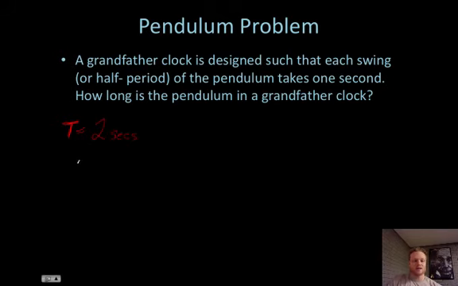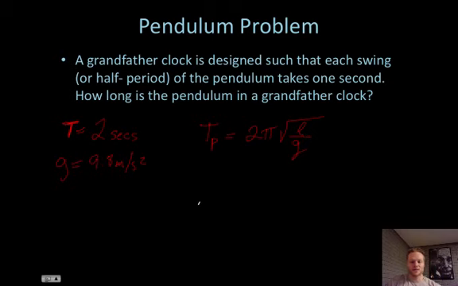The other thing we also know is it doesn't say we're on some weird planet, so our g is 9.8 meters per second squared. To find out the length of the string, we're going to use the formula that we just talked about, T_P equals 2 pi square root of L over g. What are we trying to find out? We're trying to find L, so we want to get L by itself, and we know this other stuff. To get L by itself, I'm going to square everything and get rid of this square root.